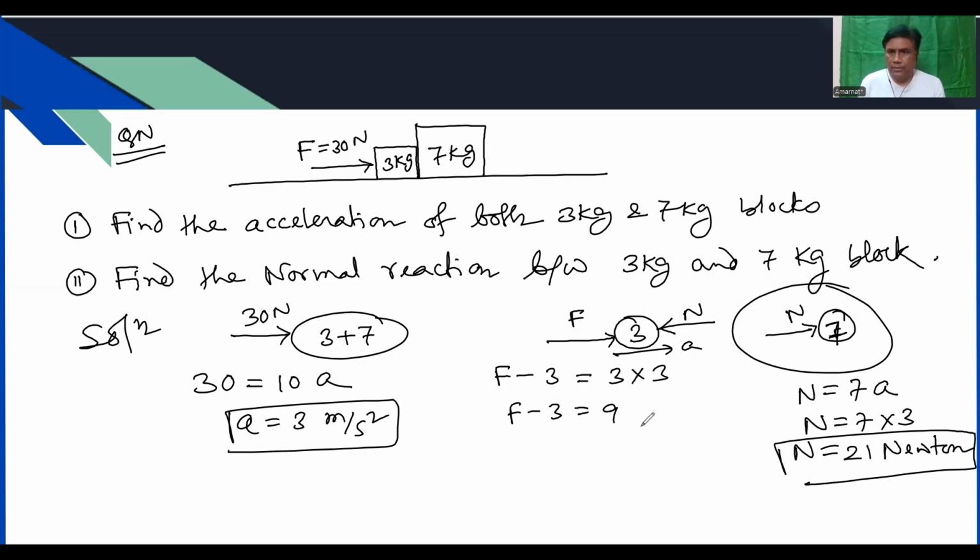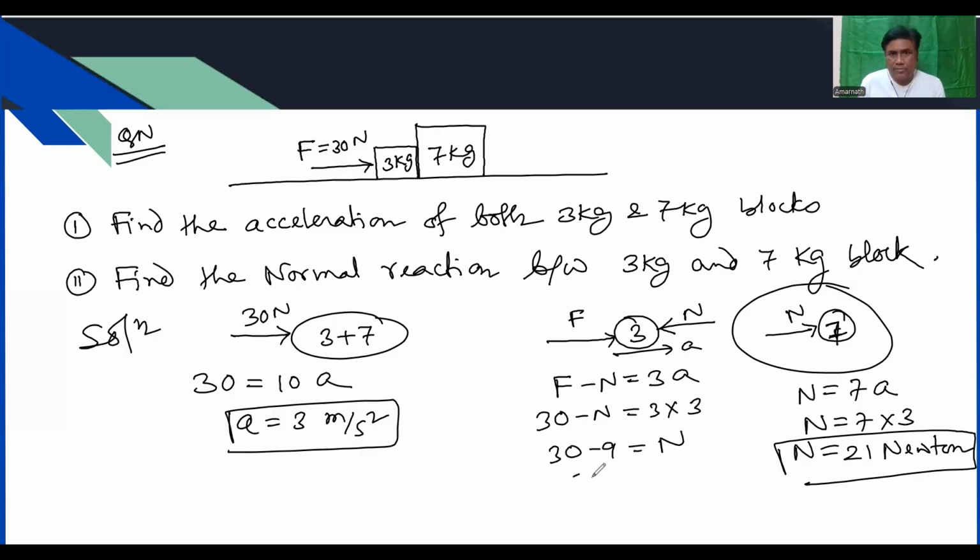Acceleration 3, na? 21. Okay. That is 30, na? F is 30. F is net force, so F minus N equal to 3 into A. F is 30 minus N, 3 into 3. So it means 30 minus 9 equal to N. So 21 equal to N. N equal to 21.